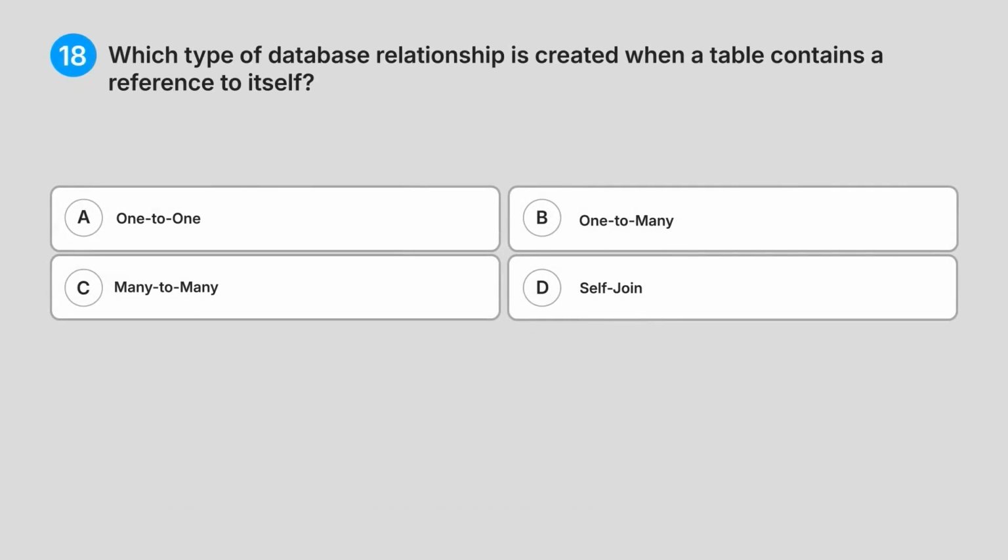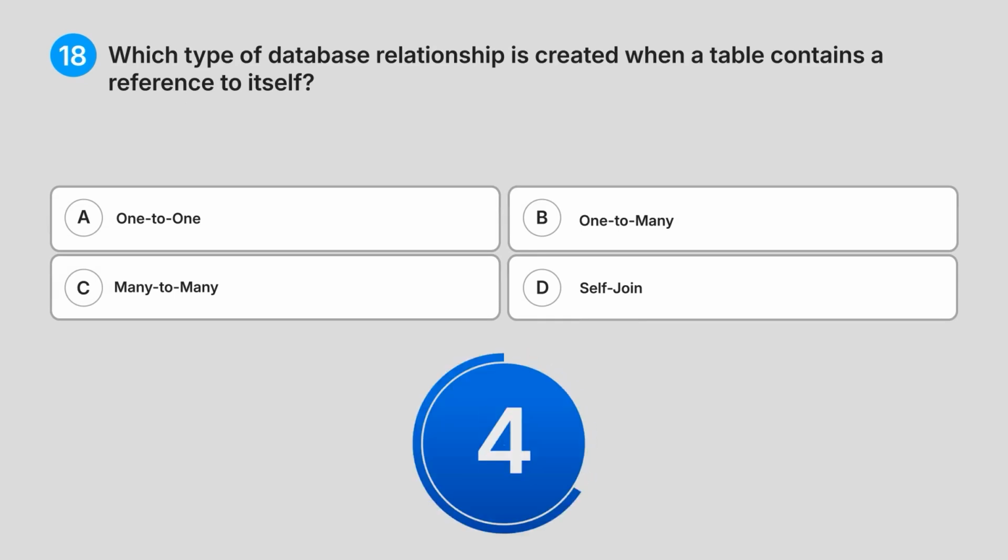18. Which type of database relationship is created when a table contains a reference to itself? A. One-to-one. B. One-to-many. C. Many-to-many. D. Self-join. What do you think is the answer?